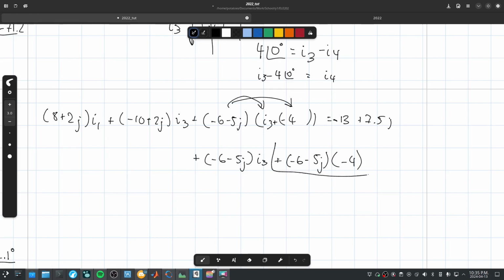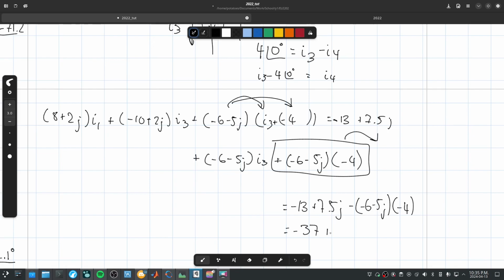And then you can move this to the other side. So ultimately, if you put in your calculator, you'll get is equal to -13 plus 7.5j minus -6 minus 5j times -4. Let's put that into a calculator. -13 plus 7.5j minus -6 minus 5j times -4. And if you do that, you'll get that this is equal to -37 minus 12.5j.